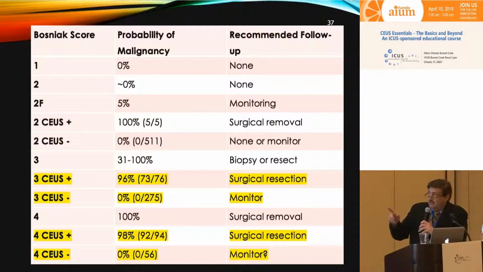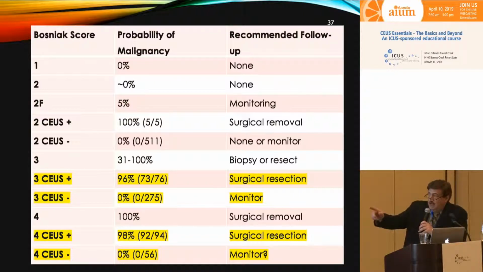But more importantly, out of the 300 and some lesions that we had, 275 of them were CEUS negative. So we could have saved almost 2/3 of the patients a biopsy or surgical resection because we were able to call them benign based on the CEUS. And even if we look at the Bosniak 4s, those that were CEUS positive, 98% of them turned out to be cancers.